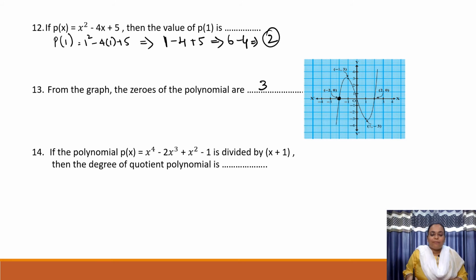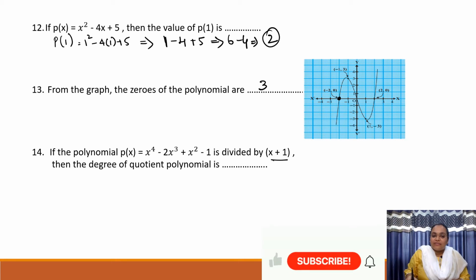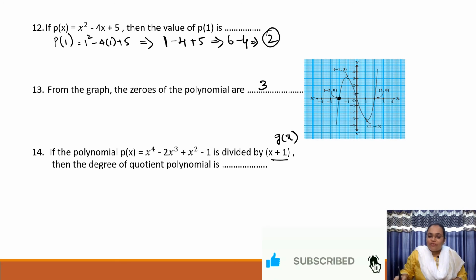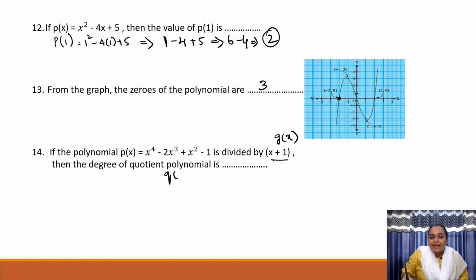If the polynomial p of x is this and it is divided by x plus 1, the degree of quotient polynomial is. So they have given p of x and it is divided by g of x. Then we need to find the degree of q of x. So they have given a polynomial p of x. If we divide it by g of x, we will get a q of x. So what will be the degree of q of x?